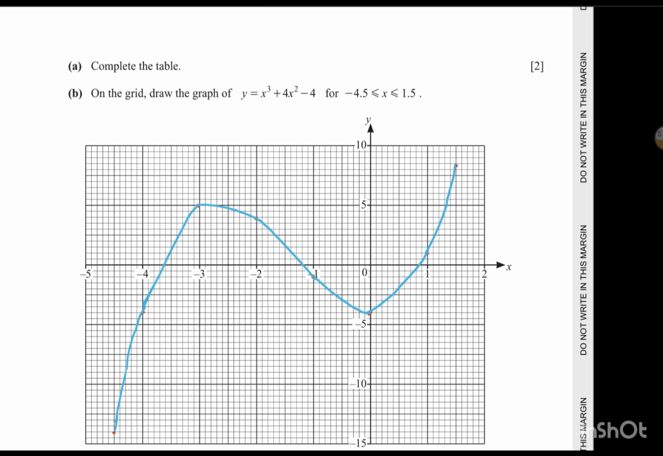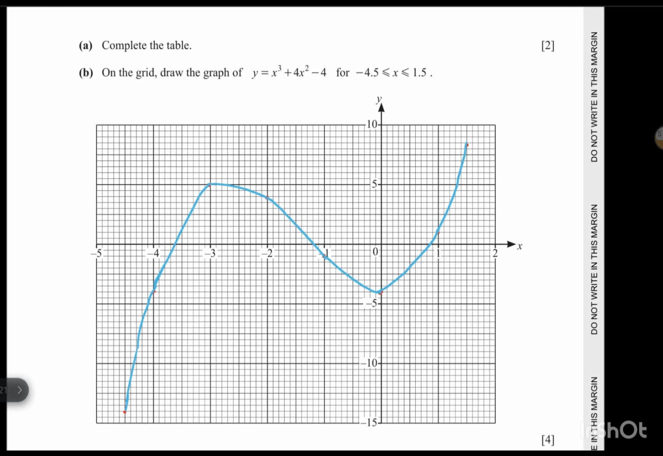This is the graph done. Now next, we will do question C. Next page.